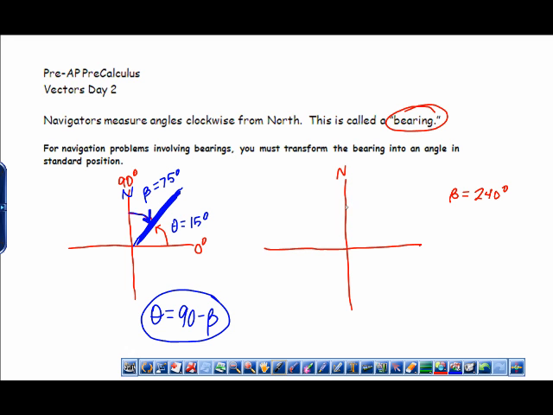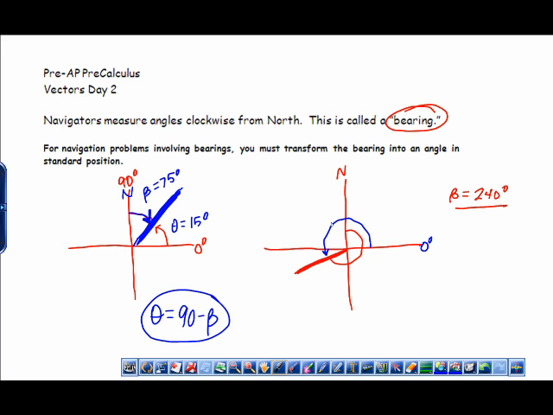So let's think about what quadrant that would put you at. That would be 90 degrees, 180 degrees. All the way here would be 270, so that would put you right here. So right here is your bearing of 240 degrees. Let's figure out what the theta should be. Okay, well, our theta is going to start at 0 degrees, and it's going to go this way.